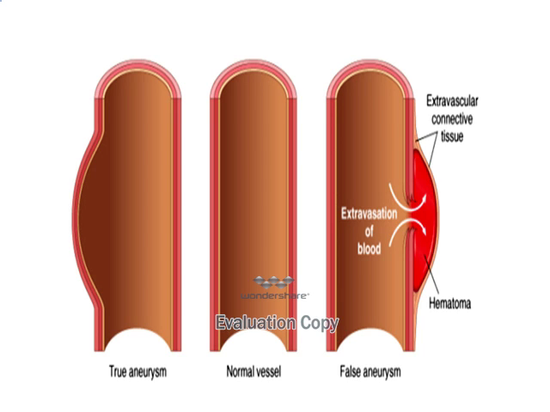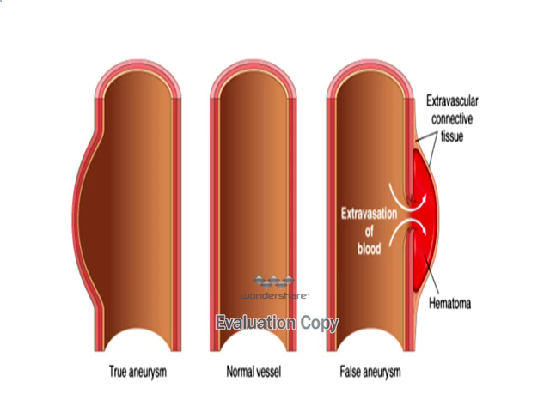See in this figure, in the center we have a normal vessel which is lined by the three layers. On the left side we have a true aneurysm where you can see that there is a dilatation of the vessel wall, but the vessel wall has all the three layers of the vessel. So this is a true aneurysm.